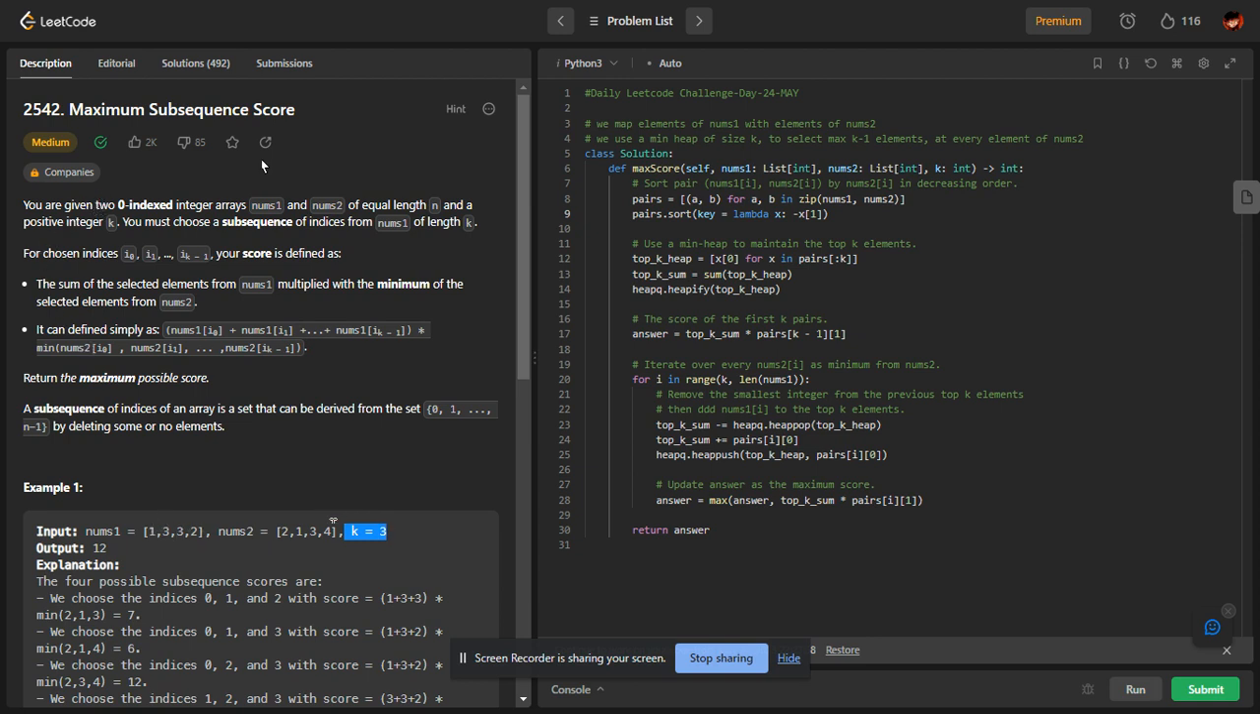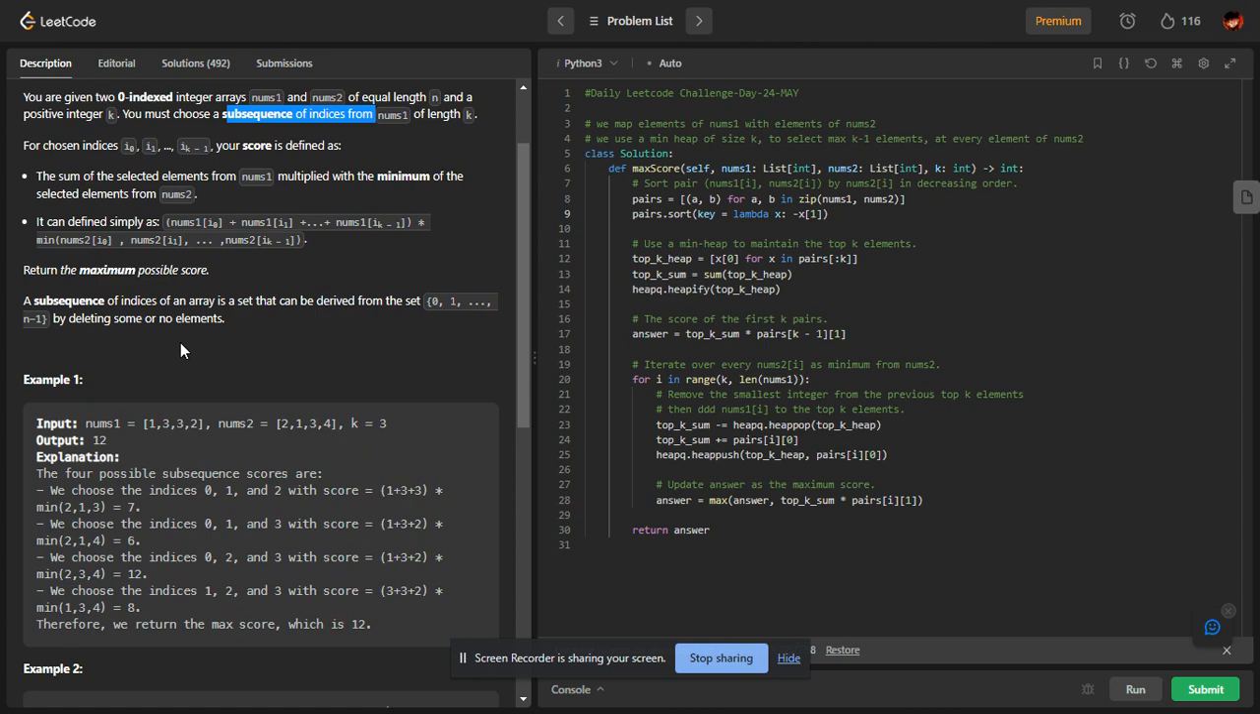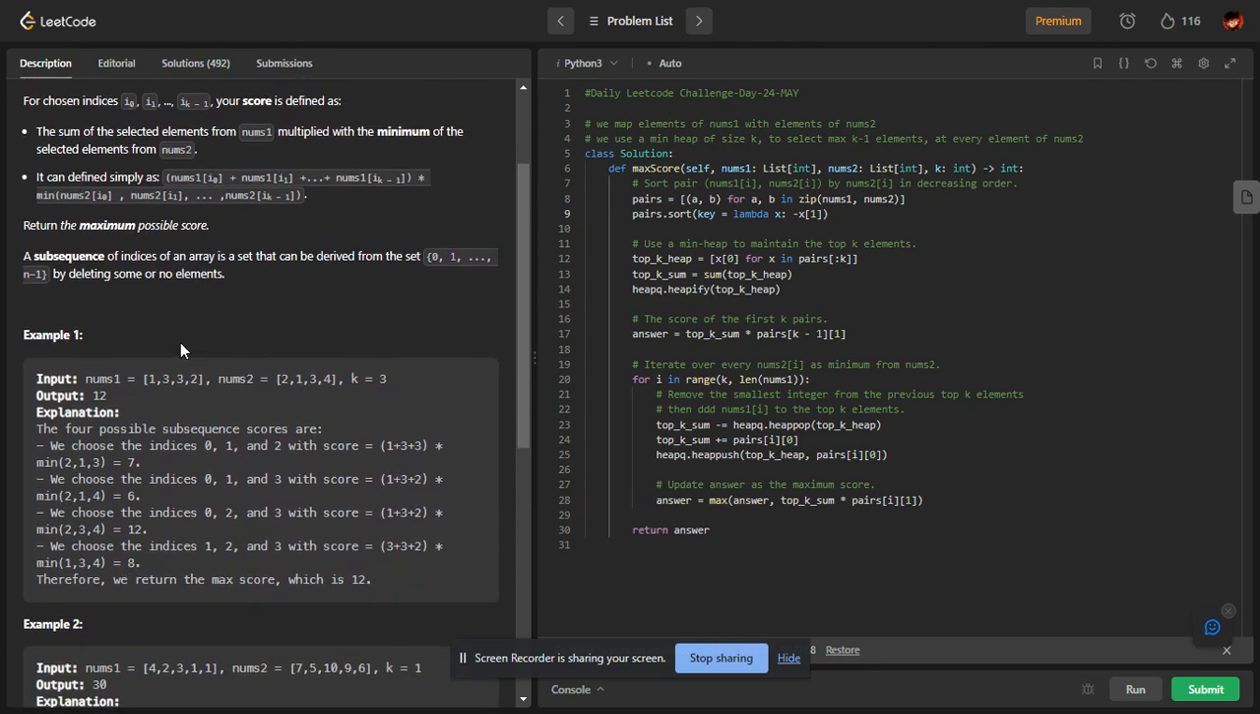We are given two zero-indexed integer arrays nums1 and nums2 of equal length. This is important: their length is equal, and a positive integer k. You must choose a subsequence of indices. Let me tell you this very briefly. You need to select k elements from this, any k elements. Let us say I'm selecting 3, 3 and 2.